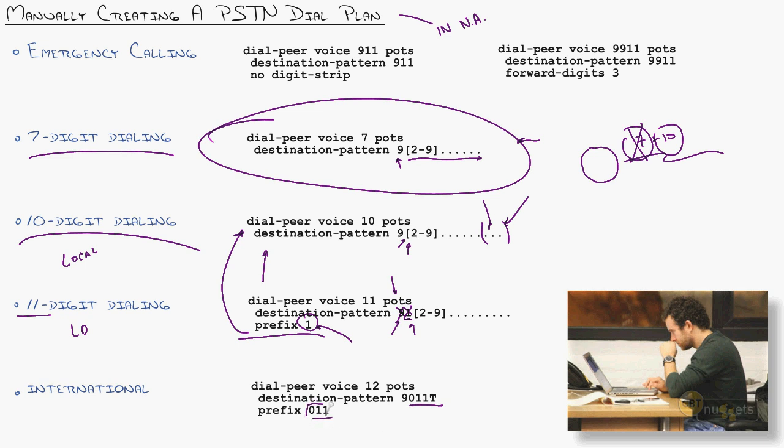I have to put the 011 in North America back on because POTS will automatically strip all of this off by default. Now, the reason I use the prefix, and on this one I could have used the prefix, or I could use this command, forward-digits 11, to forward 11 digits and not strip the 1 off. But with international, it's so broad, there are so many different dialing plans out there that I don't know how long it's going to be. I don't know what the length of the dialed number is.